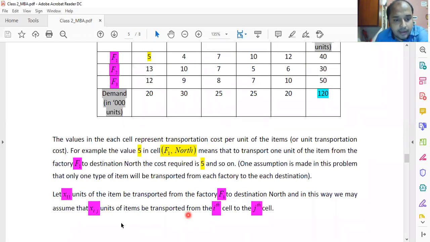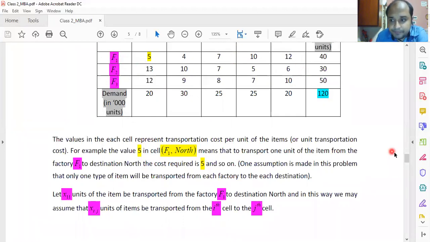And in this way, xij means the item present in the ith row and jth column. I have not mentioned everything: x11, x12, x13. In general, let xij be the units of items to be transported from the ith factory, which may be any one of these 3 factories, to the jth destination in the corresponding zones. In this way, I have associated variables corresponding to each of these cells.